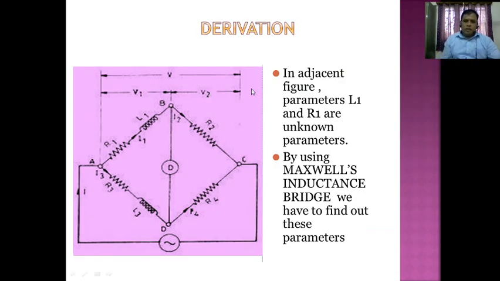Now coming to the figure for Maxwell's inductance bridge, the figure shows that the parameters L1 and R1 are unknown parameters. By using Maxwell's inductance bridge we have to find out these parameters. So we assume that R1 and L1 are not given, and from R3, L3, R2 and R4 we will find out the remaining R1 and L1 values. So how will we do it? By applying the balance condition, we can find this out.